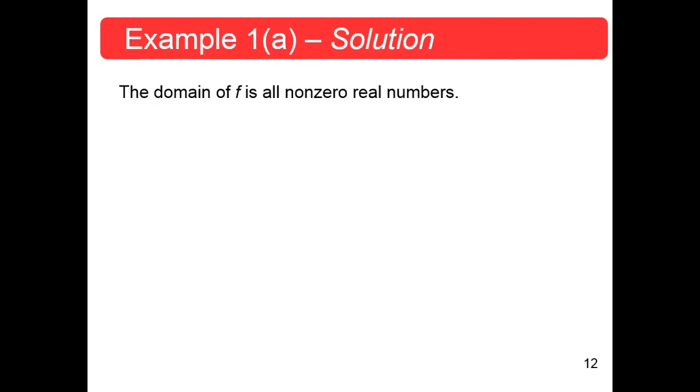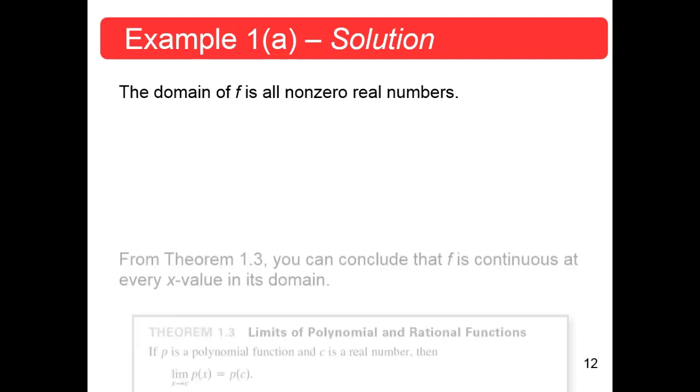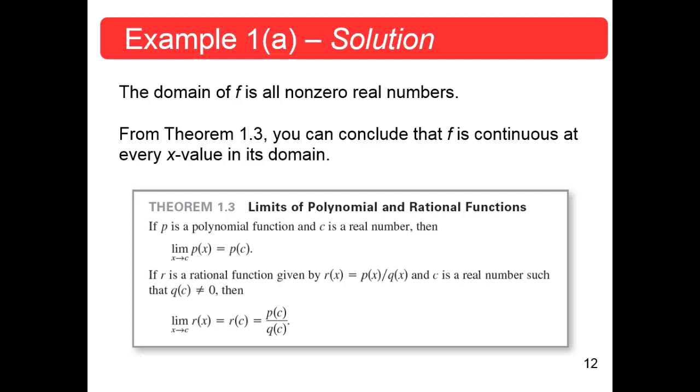Let's see what they do with it. The domain of f, for part A, is all non-zero real numbers, another way of saying x can't equal 0. And from Theorem 1.3, you can conclude that f is continuous at every x value in its domain. But the domain itself is not continuous.